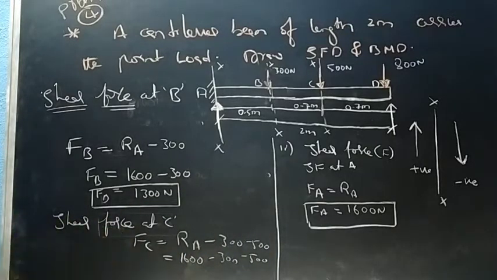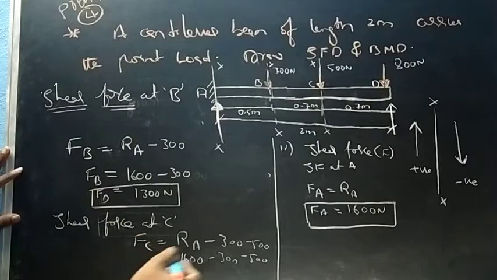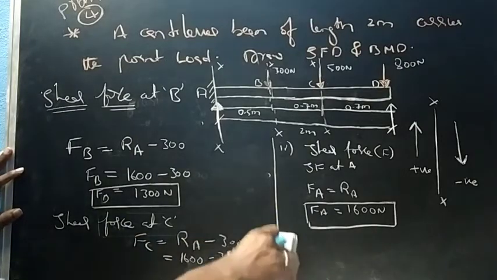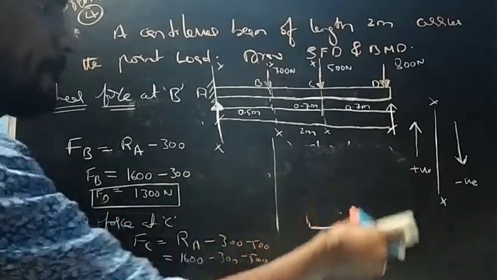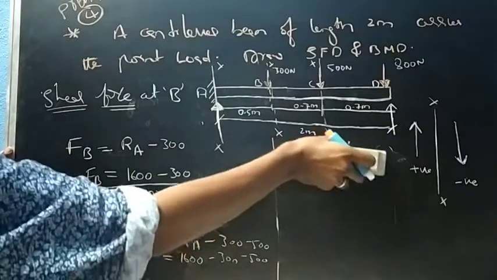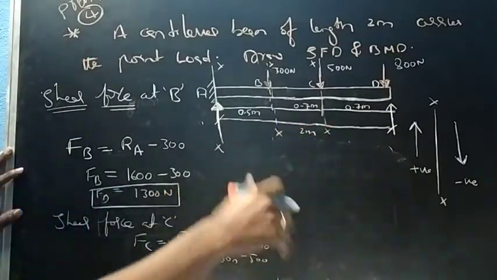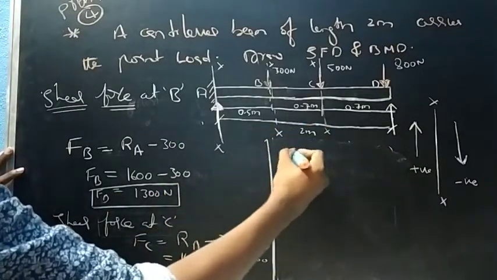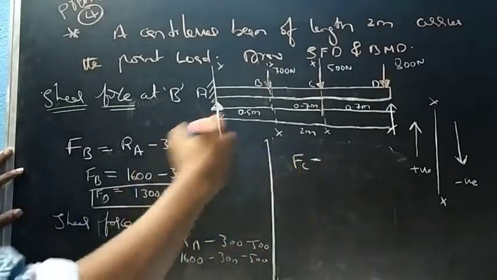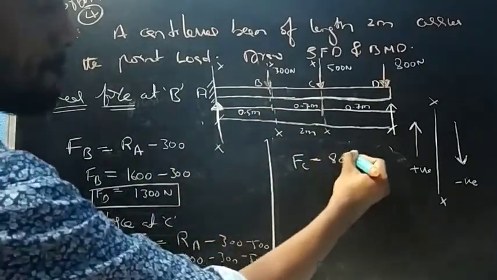Put this on your calci, or directly you can say that FC equals to, so what is the value of FC? So FC we got, that is 800 newtons.